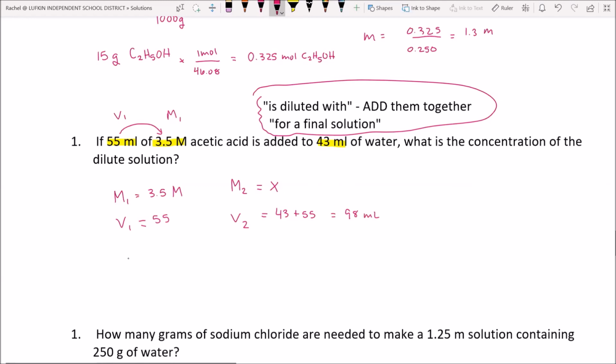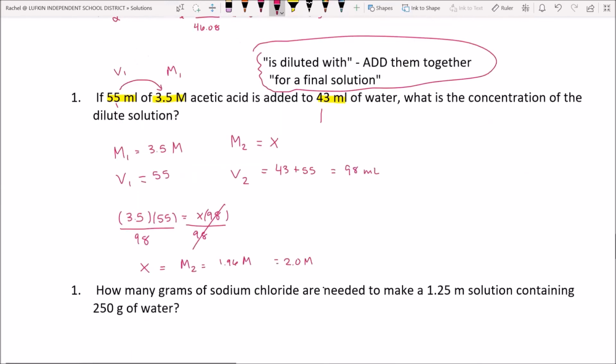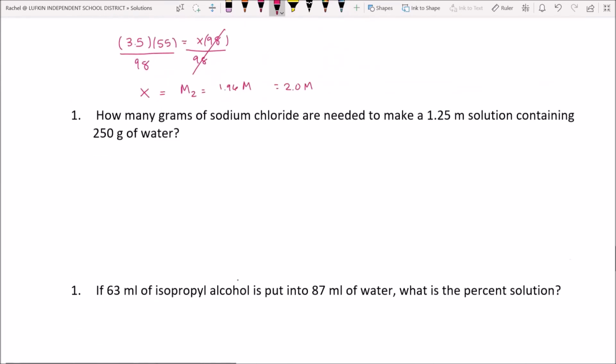Okay, you're fine. Okay, so then we're going to plug it in. So 3.5 times 55, M1V1, is equal to X times 98. And you'll just solve for X by dividing both sides by 98. So what's your X? So M2 is equal to, what'd you say, 1.96 capital M. And because we've got 2 significant digits here, we're going to make that 2.0 molar. Okay. Any questions on that one? Okay. Let's look at this next one.